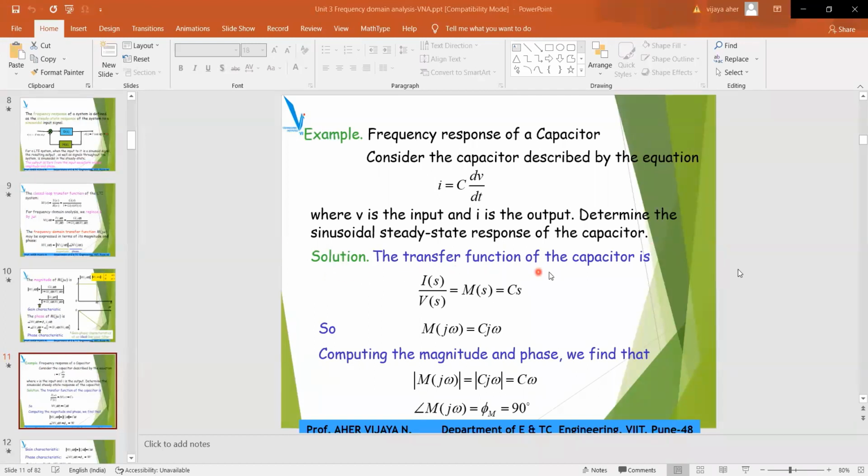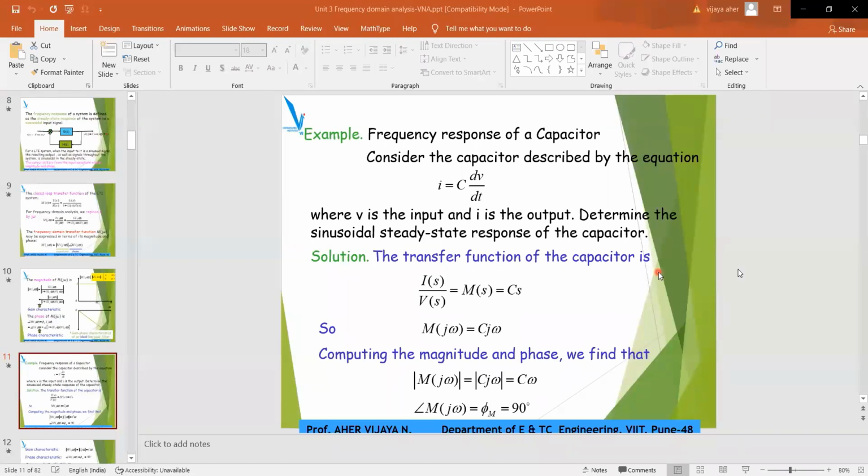The transfer function of the capacitor is, what is transfer function? Transfer function is nothing but ratio of output to the input, Laplace transform of output to the Laplace transform of input. Again, I am repeating. Yes, I got your point. Please write the definition of transfer function.